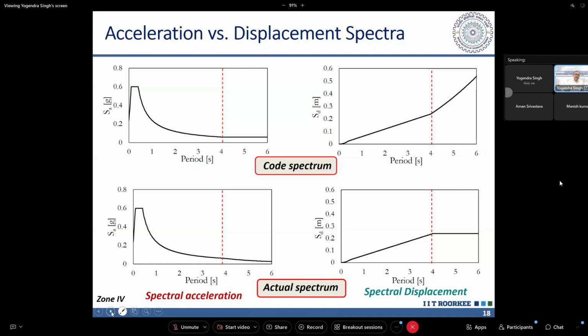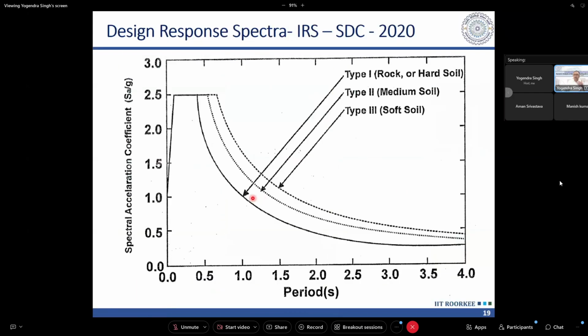So that error is not there in IRS, because IRS considers the old response spectrum up to 4 seconds, and beyond 4 seconds it has been assumed to be constant.